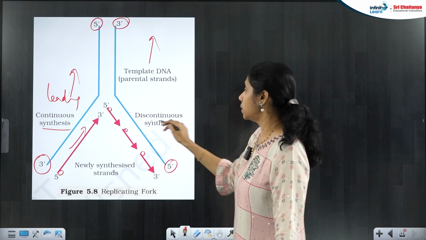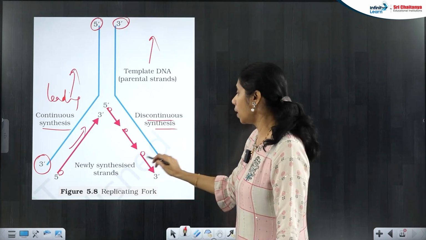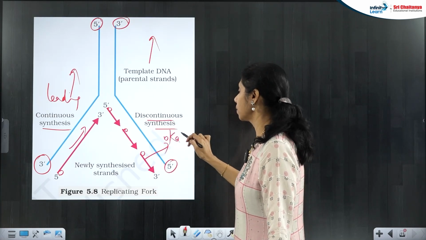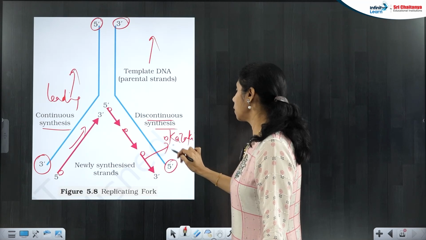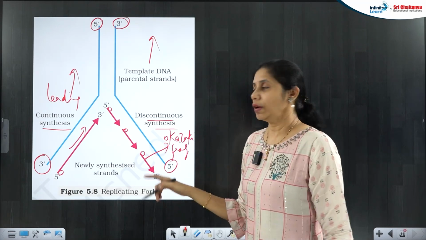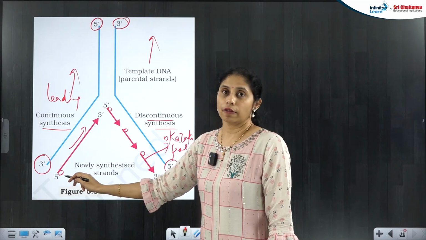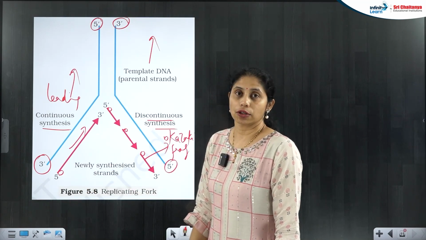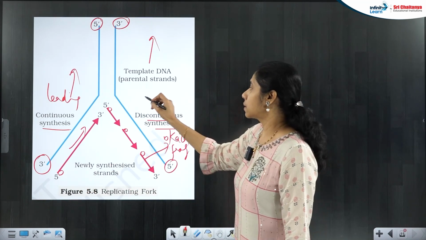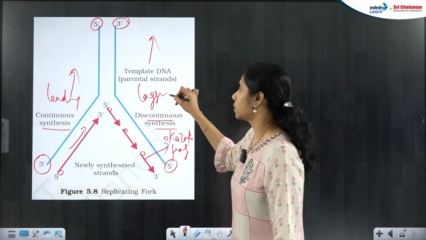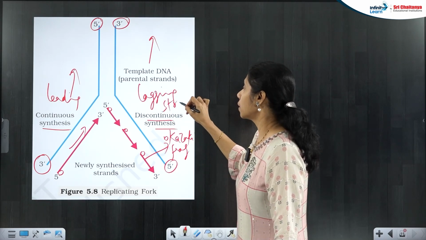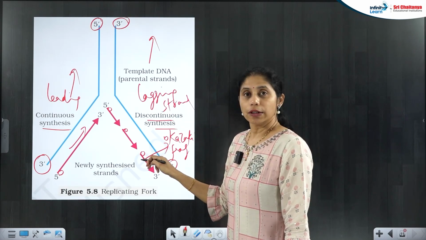So, this is the discontinuously synthesized strand. These are called Okazaki fragments. For every Okazaki fragment we need one RNA primer here, and on this side only one RNA primer is enough because both are happening in the same direction. So now what happens, this discontinuous strand which is synthesized in the form of Okazaki fragments, here gaps are there.